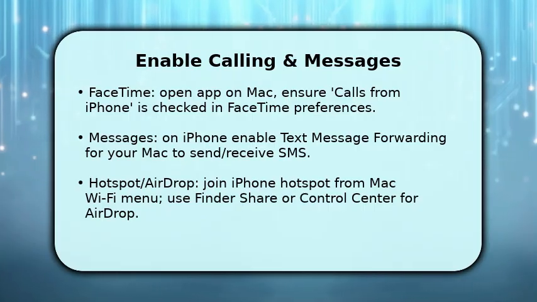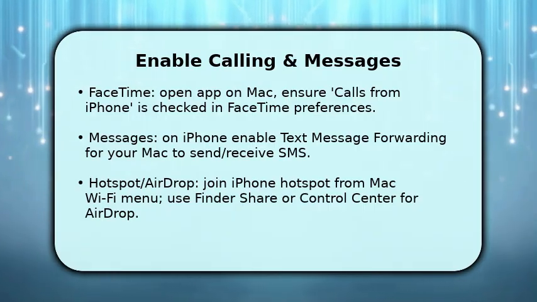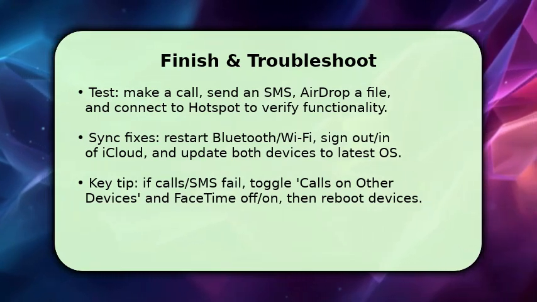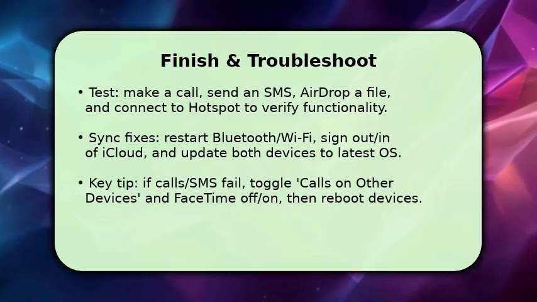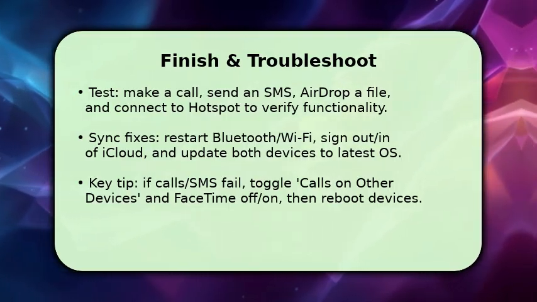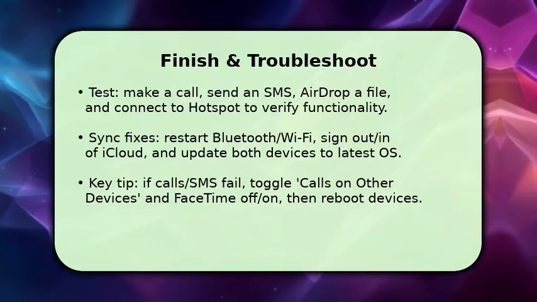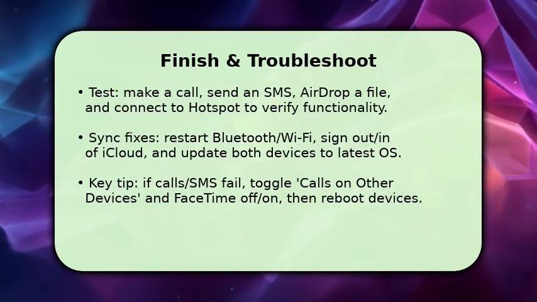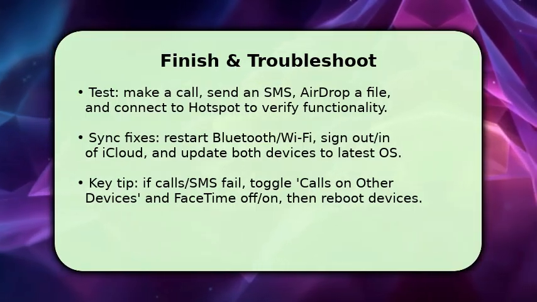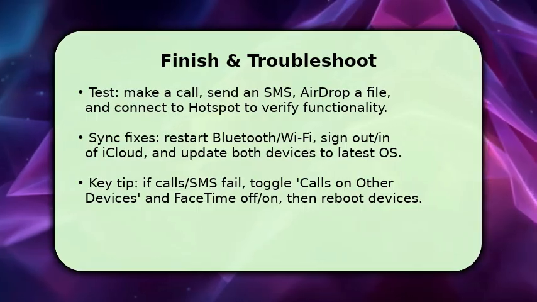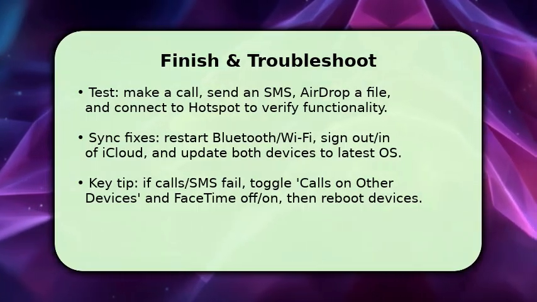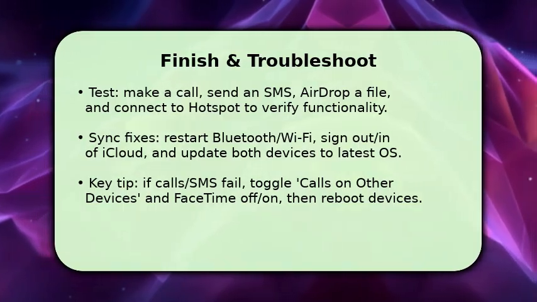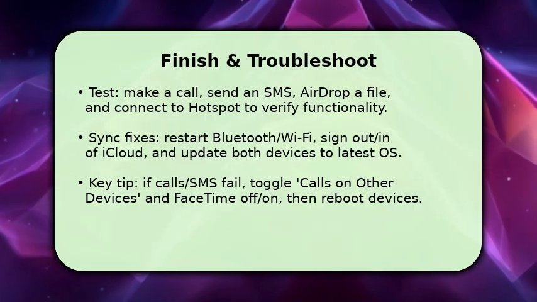Complete the setup by testing each feature. Call from the Mac, send a green bubble SMS, AirDrop a photo, and join the personal hotspot. If something fails, make sure both devices run recent OS versions and are on the same network. Once done, try toggling Bluetooth or Handoff, then sign out and back into iCloud if required. The fastest troubleshooting move is to toggle calls on other devices and FaceTime off and on. Then restart both devices. That resolves most continuity issues.